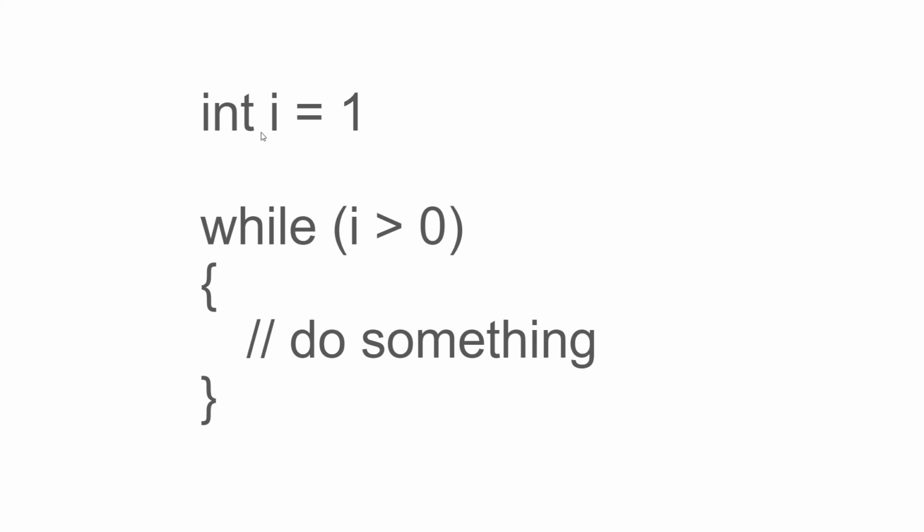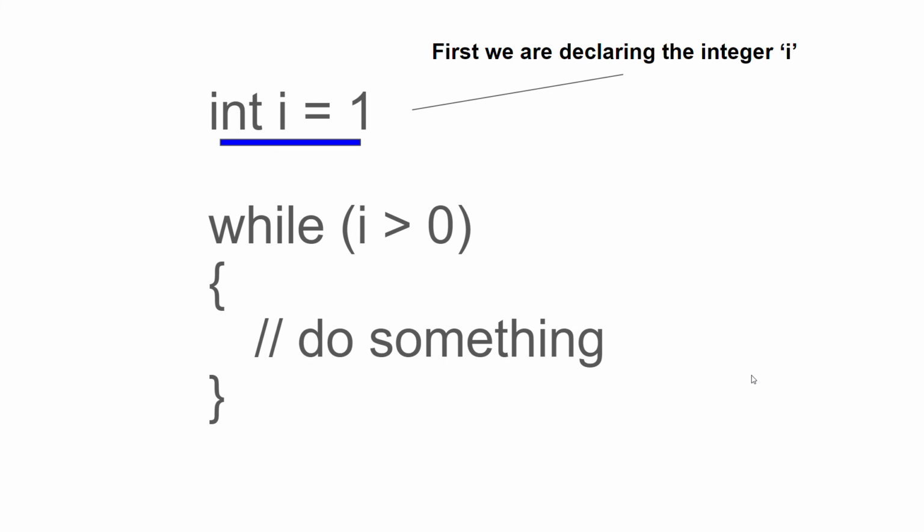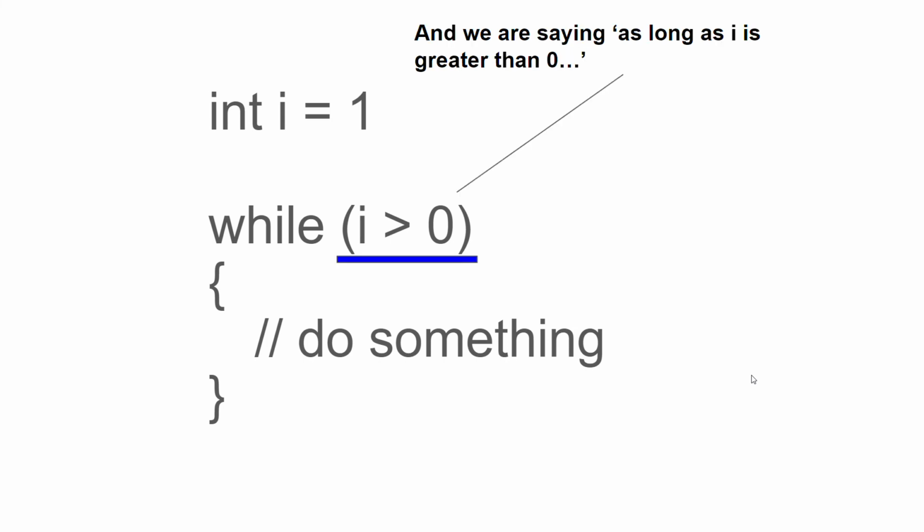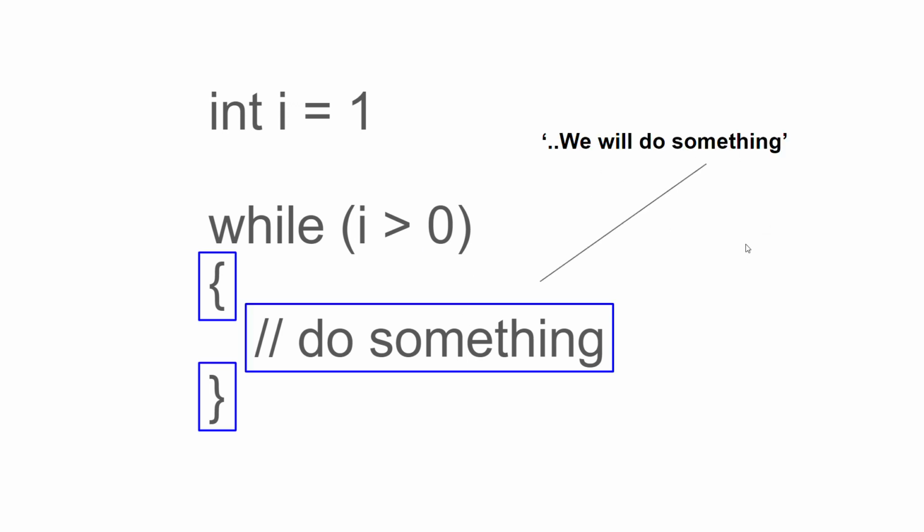Finally, while loops, these are pretty easy to understand as well. So at the top here we're just declaring the integer, and then here's the actual while loop. So we're declaring the integer, and then we're just saying as long as I is greater than 0, we can do it. But as soon as I is either equal to 0 or less than, then you can't do that. And here you'd also use 2 equal signs if you're doing equals. And then we just do something.